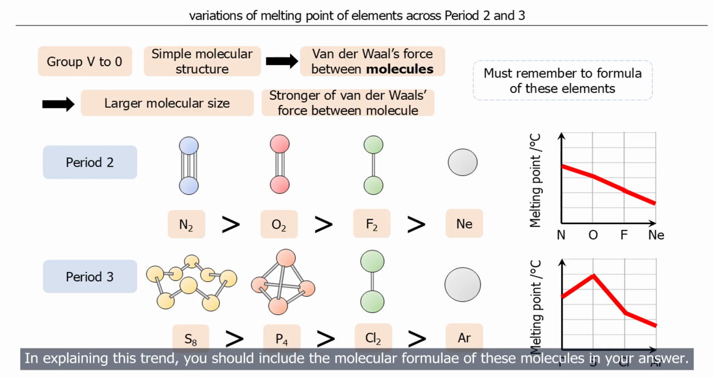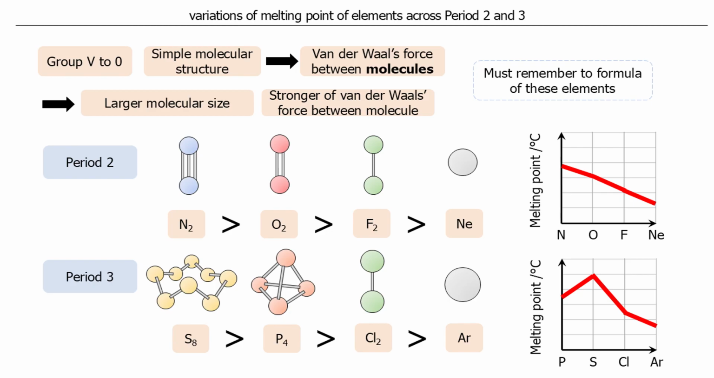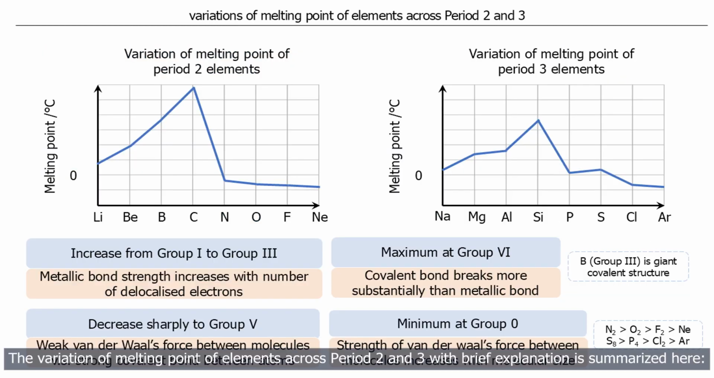In explaining this trend, you should include the molecular formulae of these molecules in your answer. The variation of melting point of elements across period 2 and 3, with brief explanation, is summarized here.